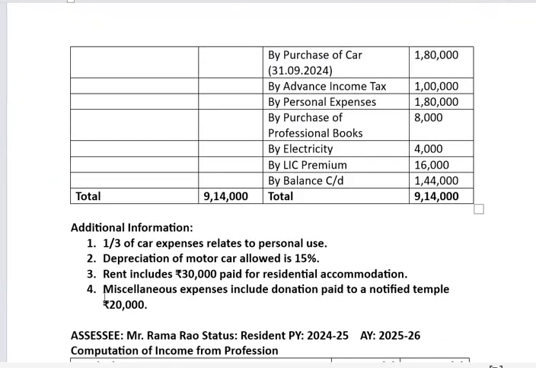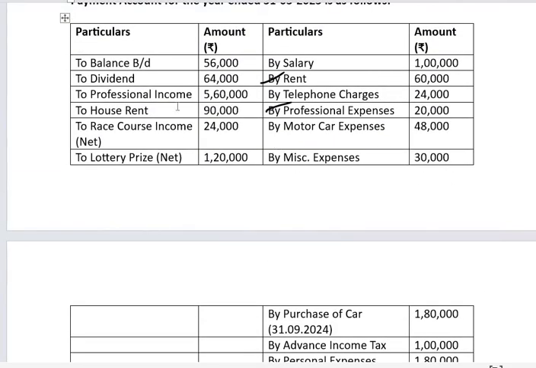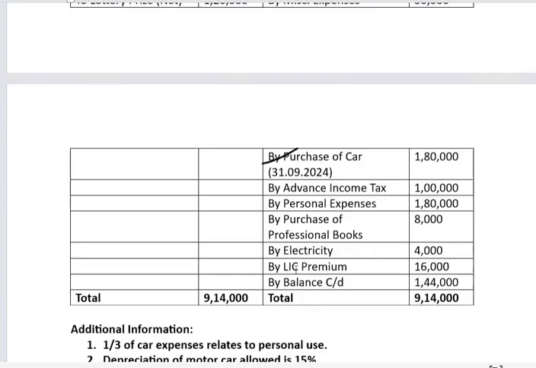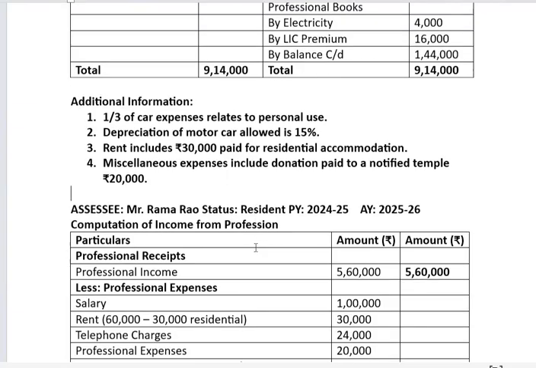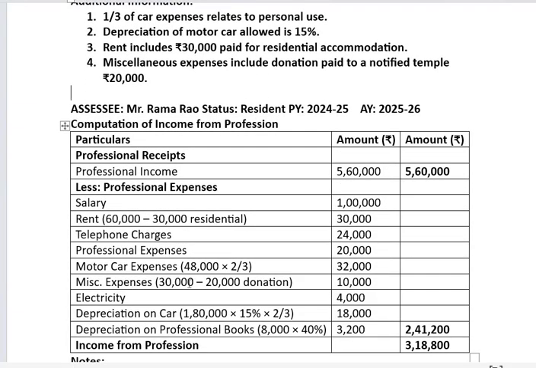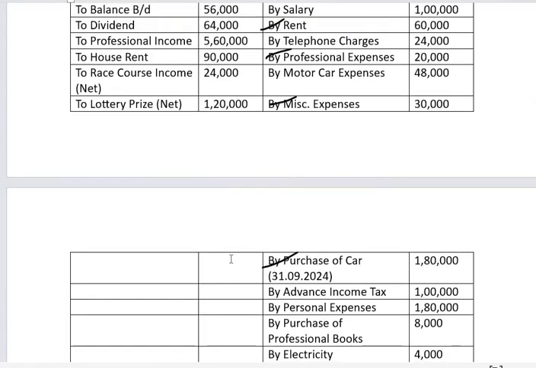Next adjustment, last adjustment: miscellaneous expenses include donation paid to the notified temple. Here miscellaneous expenses is given. Miscellaneous expense 30,000 they have given. So miscellaneous expense is a professional expense, but donation paid to notified temple is not a professional expense. So we should deduct that. Miscellaneous expense 30,000 minus 20,000 donation, 10,000 we have to write. We have finished all the 4 adjustments.